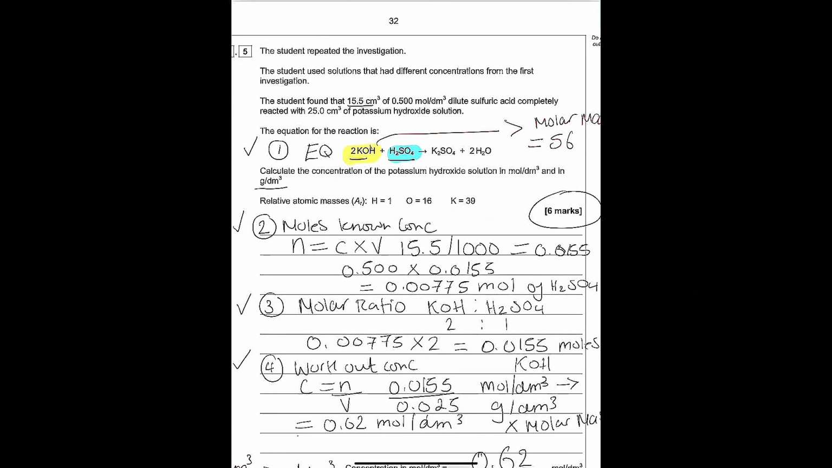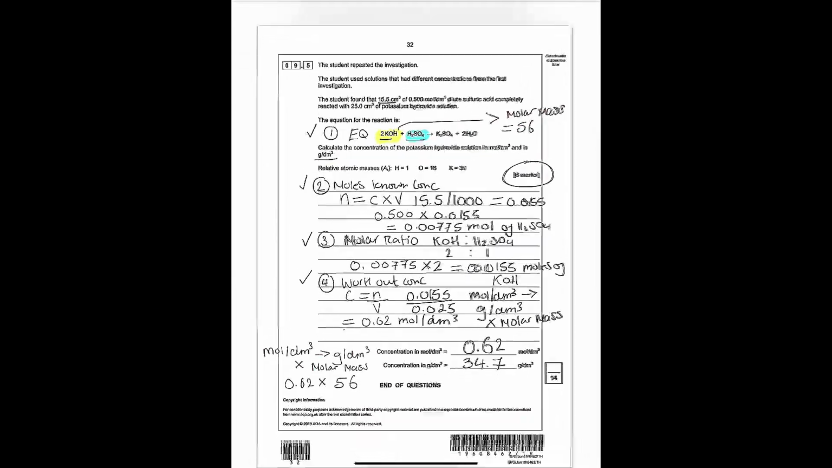So the first thing that you need to do is highlight the equation. You can see at this part over here, I have highlighted the potassium hydroxide solution and sulfuric acid. So that's the first part of the calculation, where we have to highlight the important substances that are involved in the reaction, which I've done. So that is the equation.